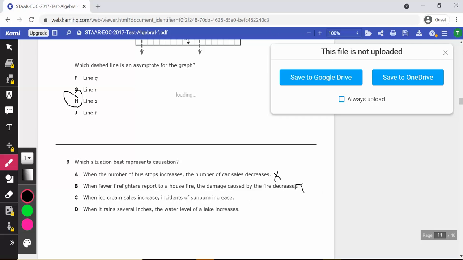C. Does ice cream sales have anything to do with sunburn? No. And D, when it rains several inches, the water level of the lake increases. This is true because when it rains, the pond could get deeper.